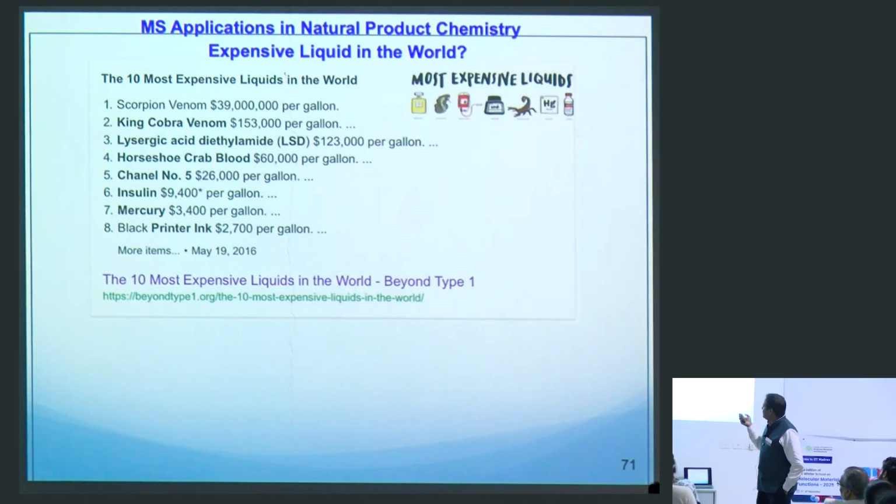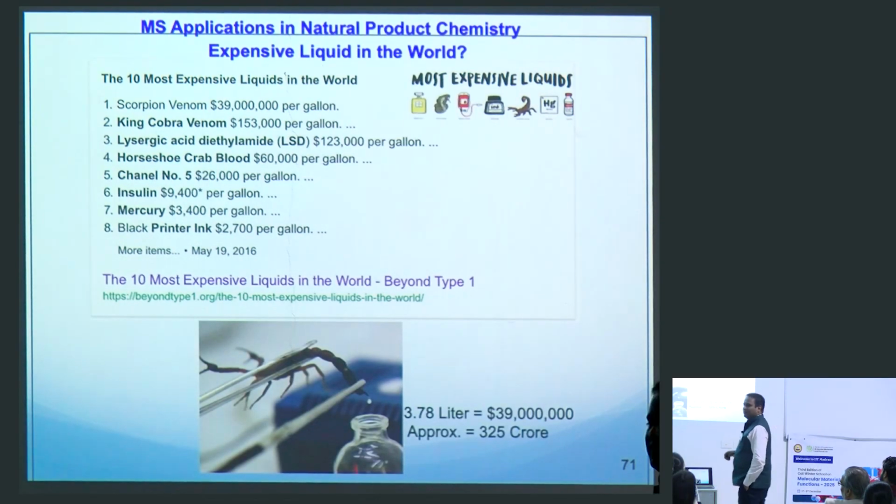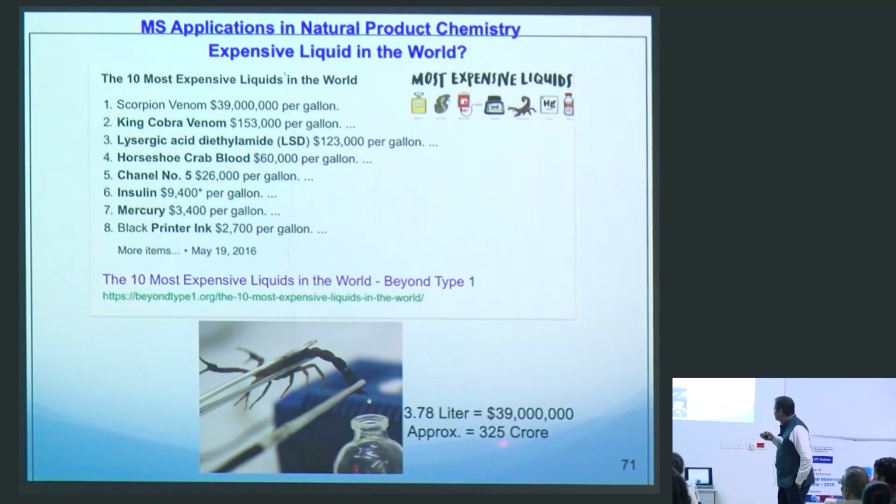If you look, this is the Google image I showed here. Scorpion venom is the most expensive liquid in the world. Per gallon, which is approximately 3.8 liters, the cost is around $39 million. Now, with the dollar rate change, it will be more. So 3.78 liters of scorpion venom is 325 crores.